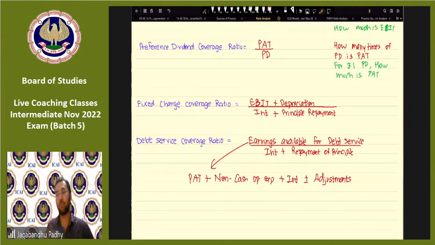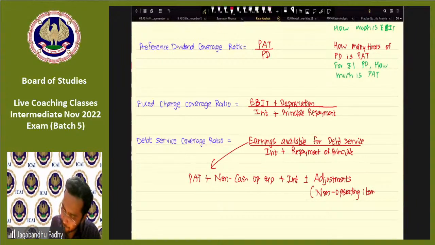Now, when you're repaying the loan, you need to pay the interest as well as the principal, right? So earnings available for debt service is the PAT, whatever is your profit. On that, you add the non-cash expenses. On that, you add the interest, because when you computed PAT you would have subtracted the interest, so we add it back so that we know what is the cash available with us to repay. And then any sort of adjustments. These adjustments are basically non-operating items.